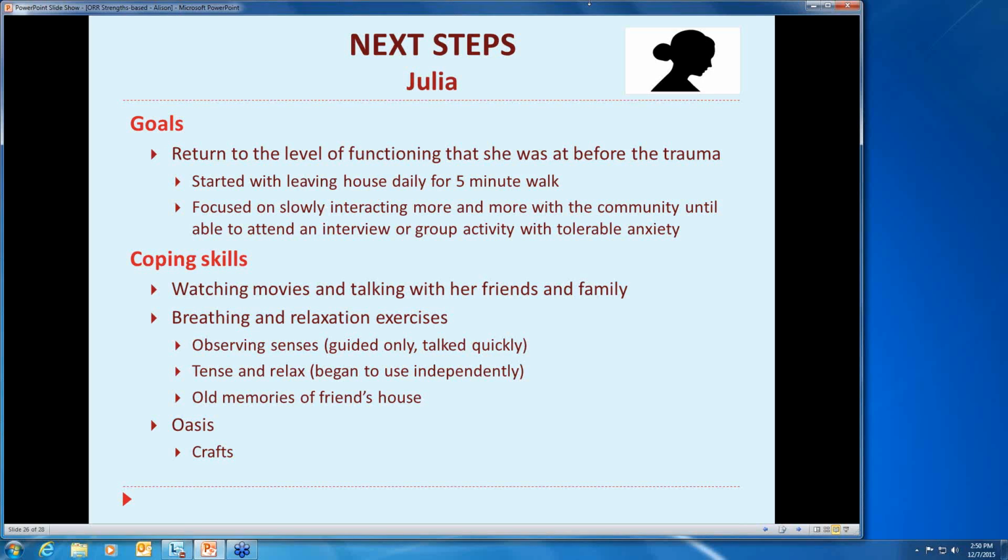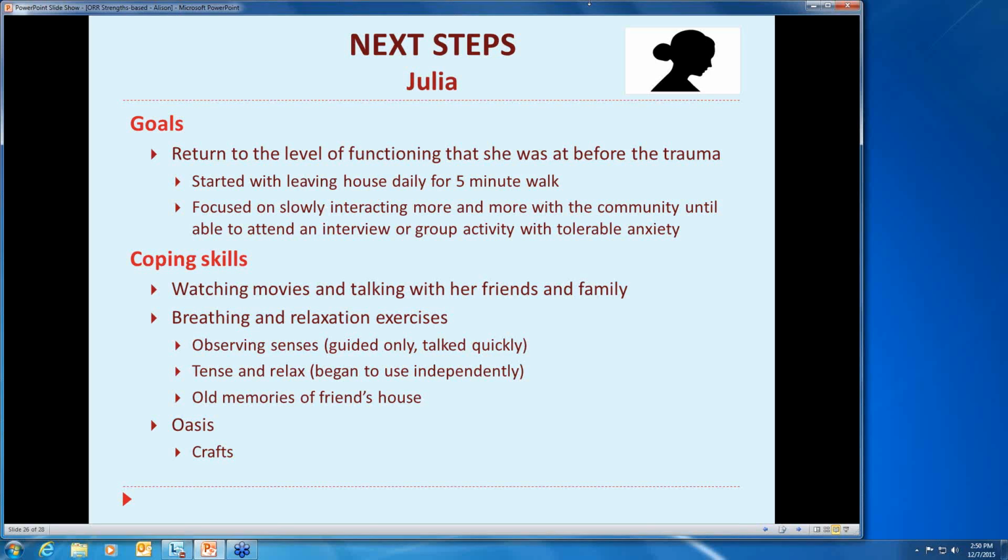So for her current coping skills, she's watching movies. She said that she actually falls asleep to movies a lot, and that helps her relax. And then talking with her friends and family. So we added to that breathing and relaxation exercises. We did that anchoring technique with observing senses. And at first she could only do it in a guided way, and we had to move very quickly, or else her mind would wander and she would be triggered again.